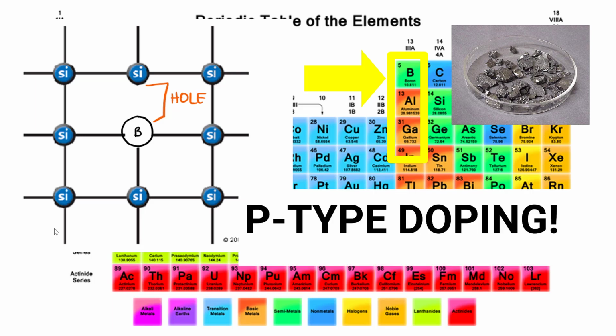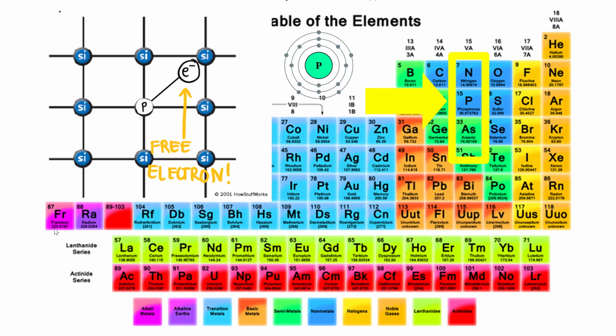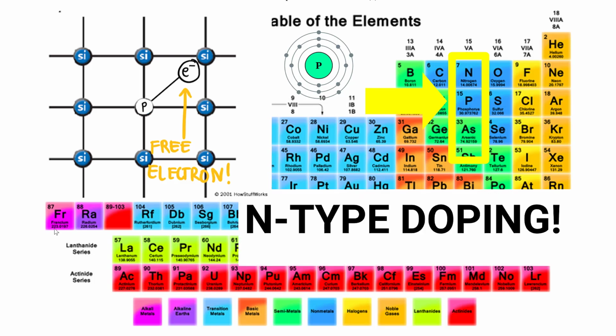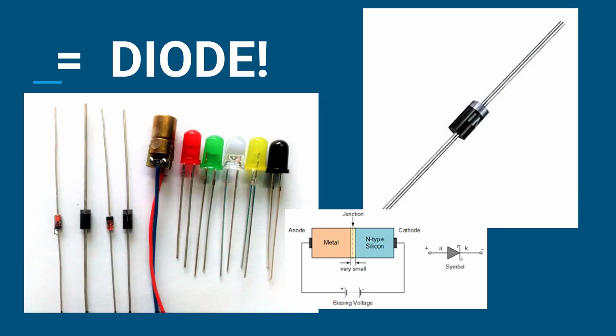Similarly, doing the same process but replacing some of the silicon with an element such as phosphorus allows for a free electron to be placed in the system, making the overall lattice have a net negative charge due to the free electrons. This is known as N-type doping. So what happens when we put an N-type doped material with a P-type doped material? We get a diode. A diode is the simplest possible semiconductor device. It is formed by putting an N-type doped lattice next to a P-type doped lattice.